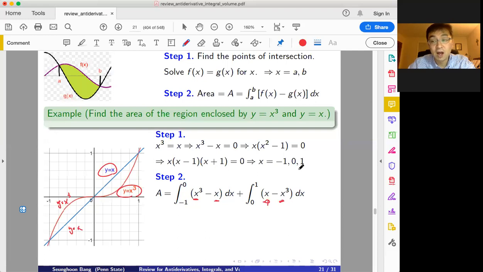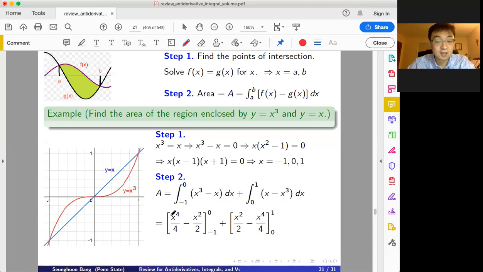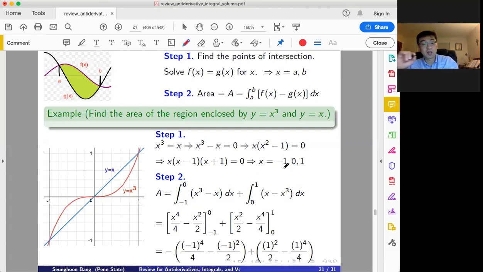Next, find the antiderivative. The integral of x cubed minus x is x to the 4 over 4 minus x squared over 2 from minus 1 to 0. The second one is similar: x squared over 2 minus x to the 4 over 4 from 0 to 1. So we plug in 1 and 0. We have this answer, so 1 over 2. The calculation is up to you.